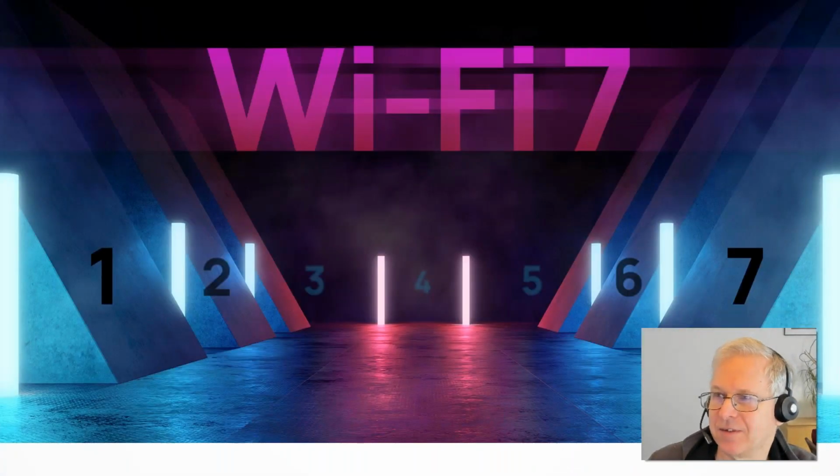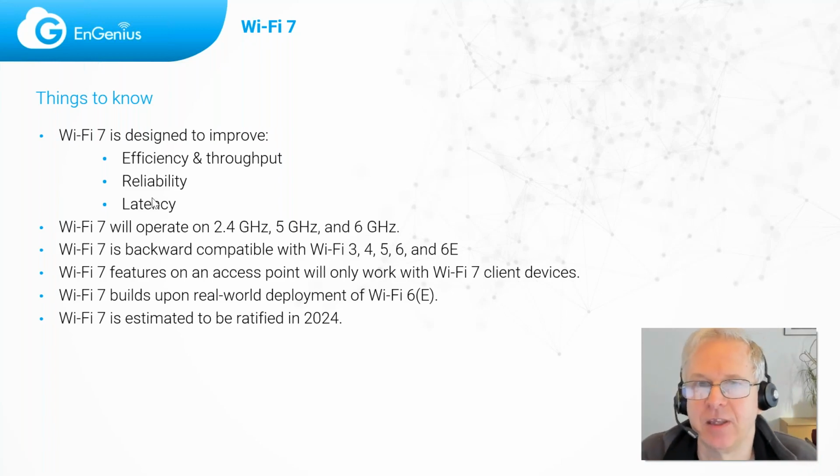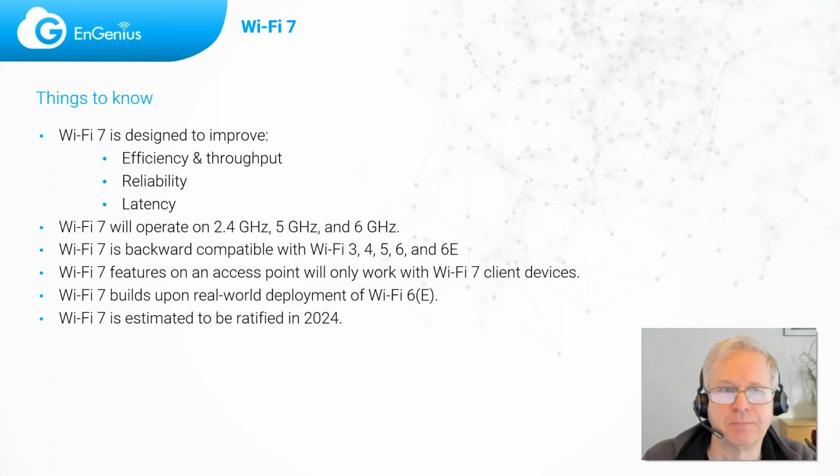So Wi-Fi 7 is great, of course. It's new, it's shiny. Wi-Fi 7 is intended mainly to improve the efficiency and throughput of everything. That is what we're going for. Reliability is another thing, and reducing latency is the third thing that everybody wants to achieve with Wi-Fi 7.